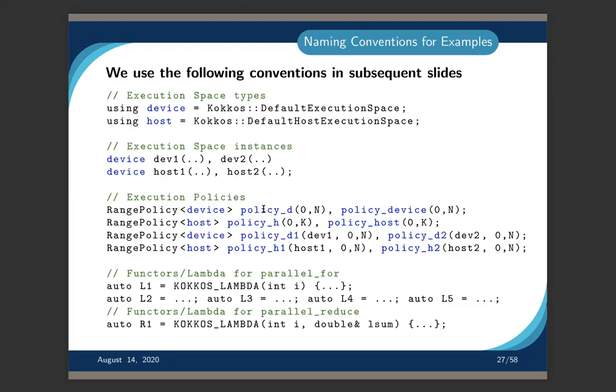Whereas policies, device policies end with a D, host policies with an H. There's also D1 and D2 and H1 and H2, which are the policy instances which actually got an execution space instance as an argument. L1, L2, L3, L4, L5 are just lambdas, in particular parallel for lambdas, and R1 is a parallel reduce lambda. Okay.